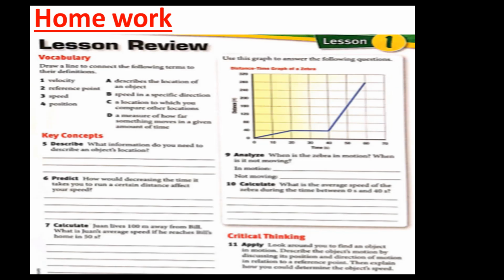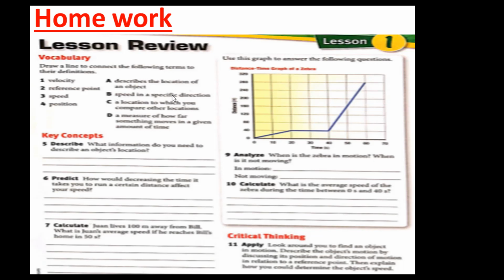This is your homework. Number 1, velocity. Velocity equals what? Answer B, speed but in a specific direction. Number 2, reference point. Number 3, the location to which you compare. Compare with the reference point. Number 3, speed. Answer D, a measure of how far something moves over time. Number 4, position. The last one, A, position describes the location of an object.